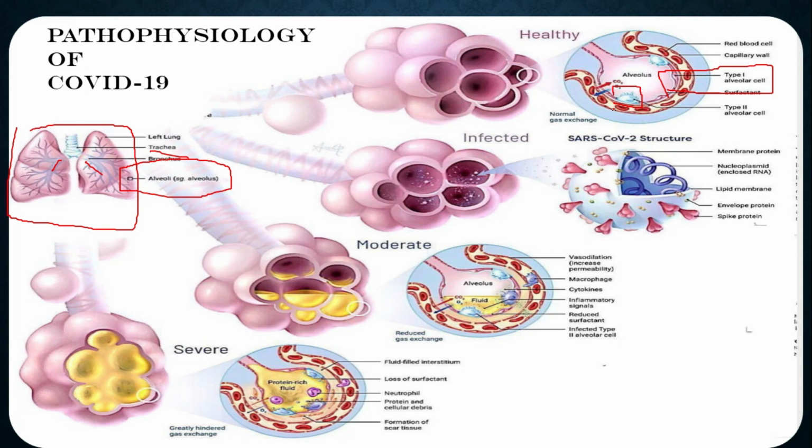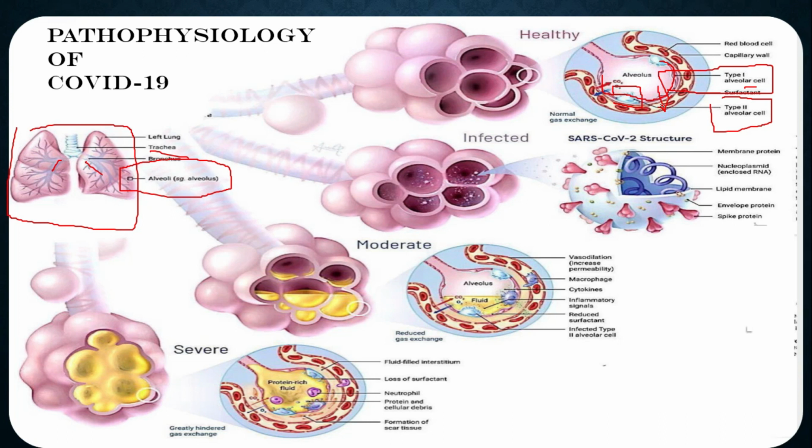Okay, the function of type 1 alveolar cell is that they are thin enough that oxygen passes from alveolus to the blood capillary. The function of type 2 alveolar cell is that they secrete surfactant, which is a substance that lines alveolus and prevents it from collapsing. This is the line of surfactant which is maintaining a barrier between alveolus and blood capillary. This is the function of surfactant.